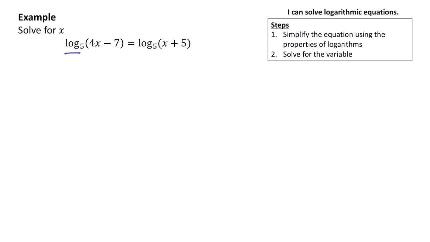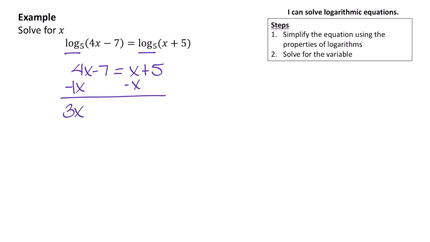Notice that we have logs with the same base, so we're just going to set 4x minus 7 equal to x plus 5. And now all we need to do is solve for x. I'm going to start off by moving all my variables to one side, so I'm going to subtract x from both sides. Remember, when I'm subtracting x, that is a 1x. So 4x minus 1x is going to be 3x. And then I have minus 7 equals 5.